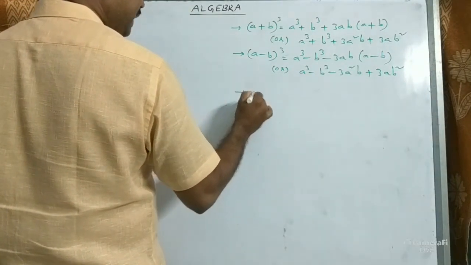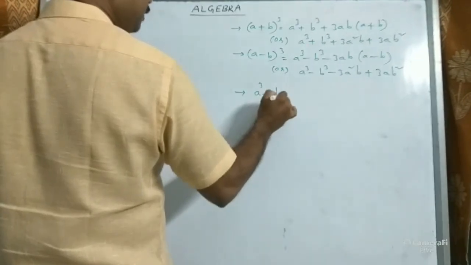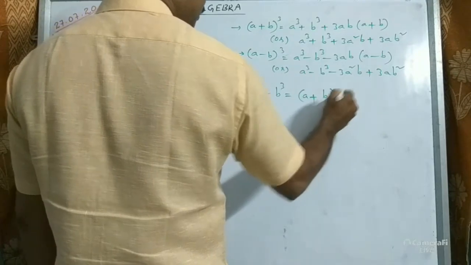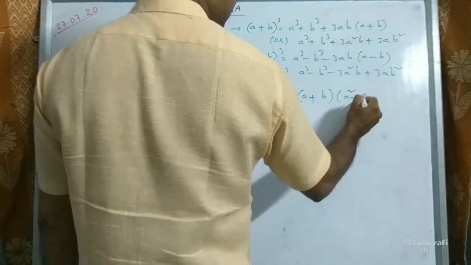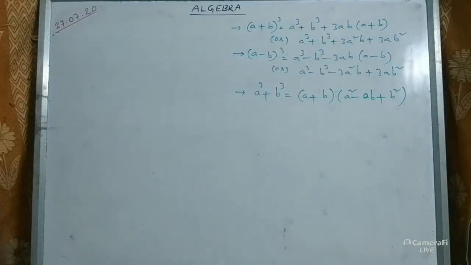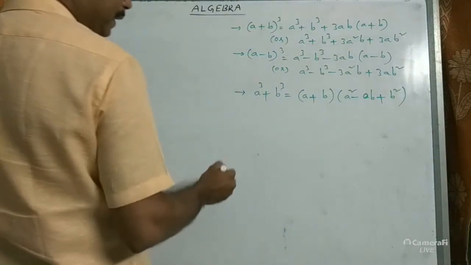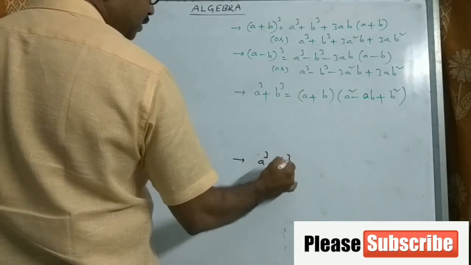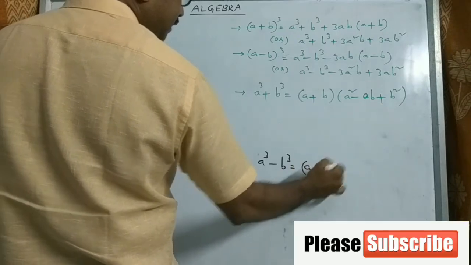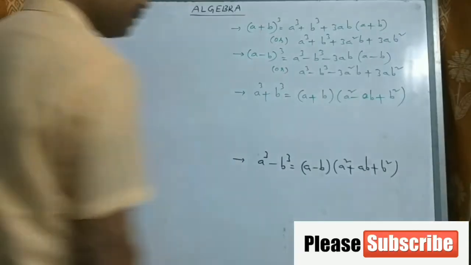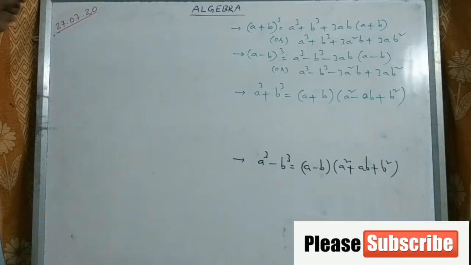Now you look at a cube plus b cube. So very important: a plus b into a square minus ab plus b square. This is the formula for finding a cube plus b cube. Okay. And similarly, a cube minus b cube also we can write: a minus b into a square plus ab plus b square. This is the formula for a cube minus b cube.